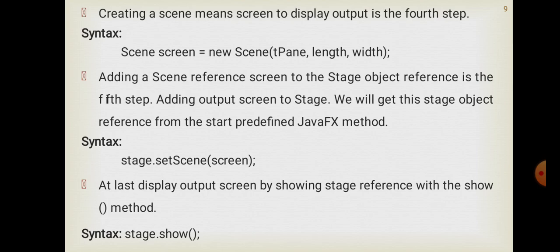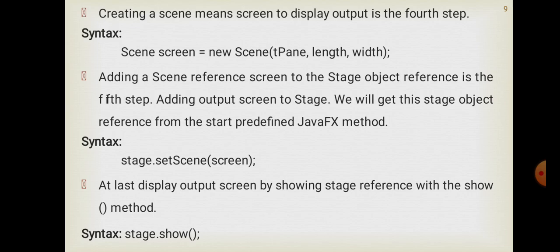Next, in the fourth step, we have to create a scene, meaning the screen that should be displayed in the output. For that we have to use an object for the scene. You have to create an object like this: scene object is equal to new Scene(), where you have to mention the pane value, then length and width.